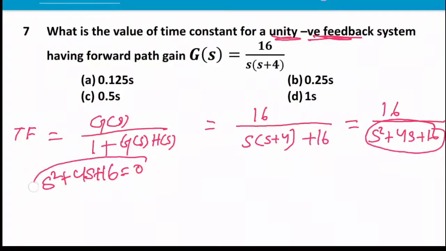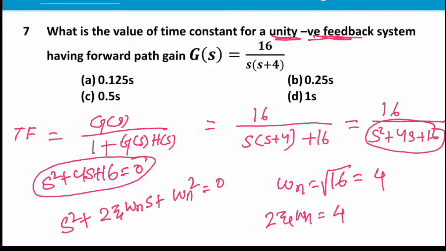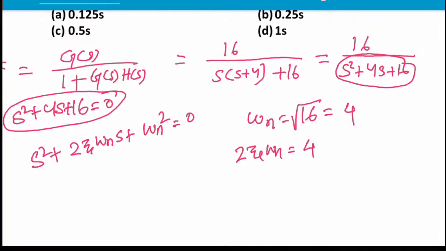This is the characteristic equation, and here the form is s square plus 2 zeta omega n s plus omega n square is equal to 0. So here omega n is equal to root over 16, which is equal to 4, and 2 zeta omega n is equal to 4 from the equation. 2 into zeta into 4 is equal to 4, and zeta is equal to 1 by 2, which is equal to 0.5.